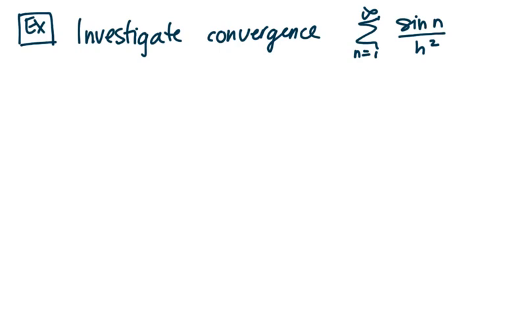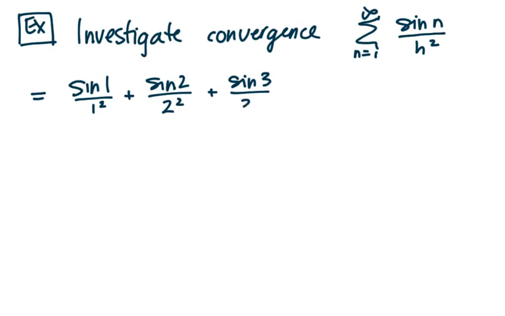So what would those terms look like? When we are investigating convergence or divergence, we oftentimes will write out a whole bunch of our terms. We'll list out some terms. So I've got sine of 1 over 1 squared plus sine of 2 over 2 squared plus sine of 3 over 3 squared, continuing along, sine of 4 over 4 squared.